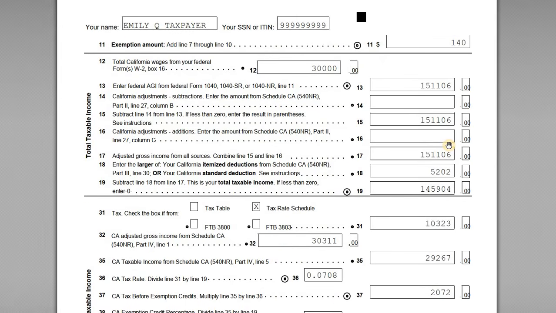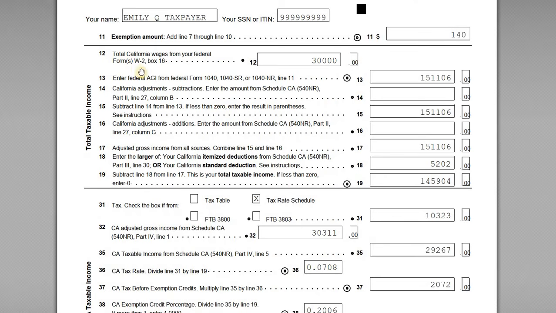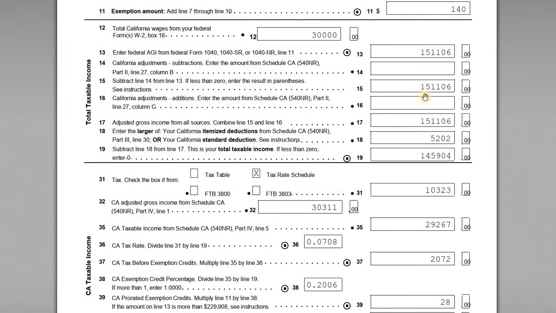Now, on page 2 of the 540NR, we've got line 12. They ask us to enter the total California wages from our federal W-2s. So the California company provided the W-2s showing California wages of $30,000. We've entered that there. But notice we have omitted the wages that are sourced to Florida, right? And that's because the Florida wages are not California wages. So we just have the $30,000 there from California.